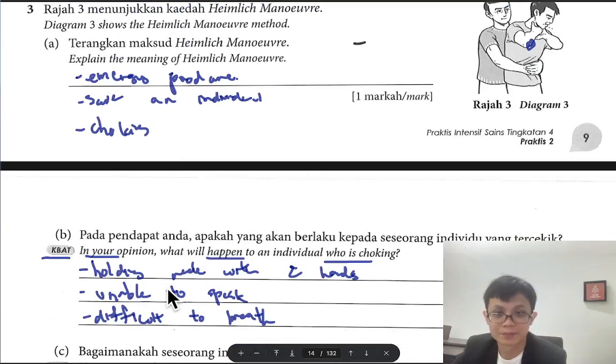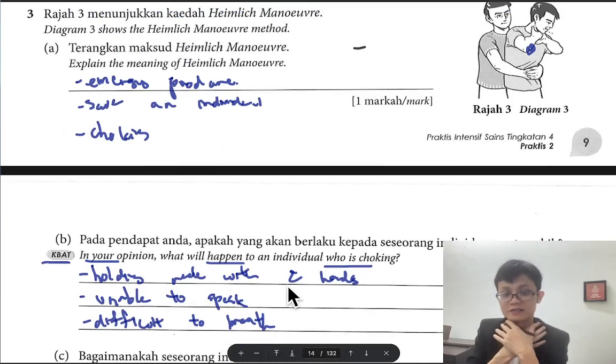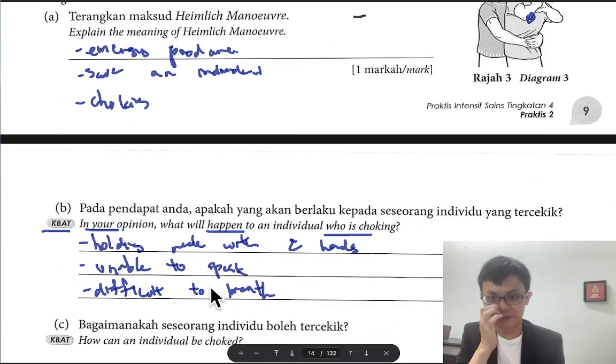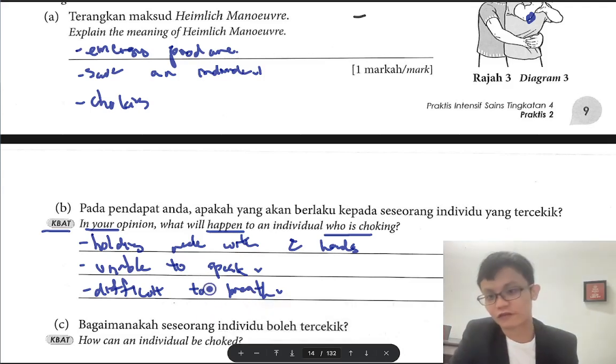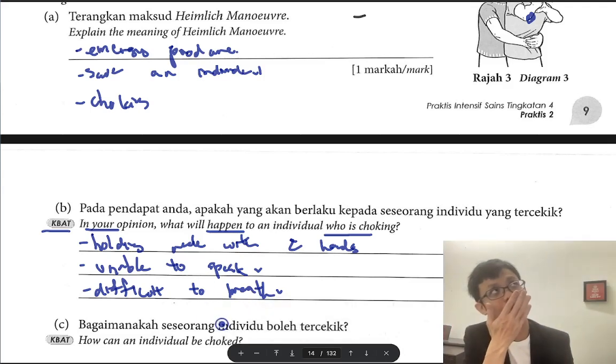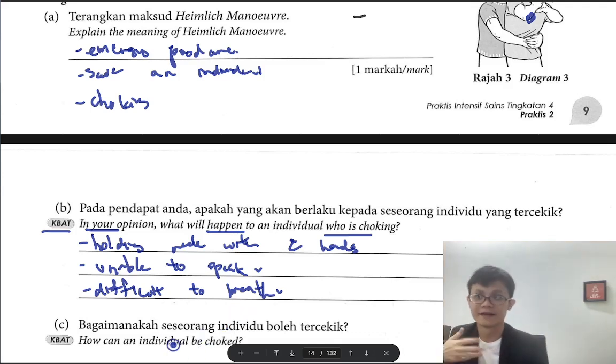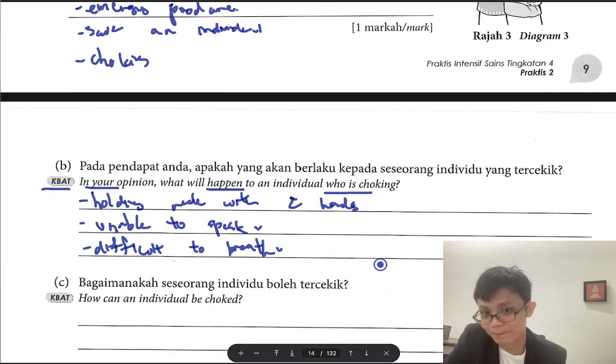So we can say that the person is holding his neck with the 2 hands, and the person is unable to speak and has difficulty breathing. Of course, if you cannot breathe, no air comes out, how do you speak? Can you speak without using air? There must be a flow of air when you speak. You can put your hand here, when we speak, there is air coming out from your mouth. So when there is no airflow, there is no way a person can speak.